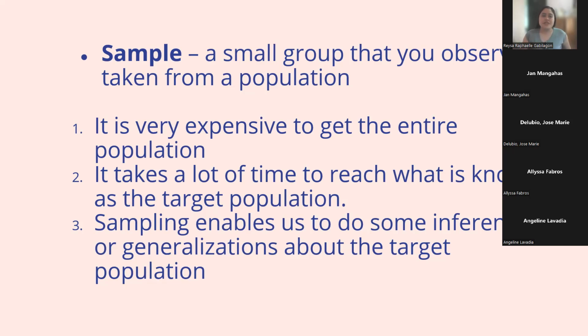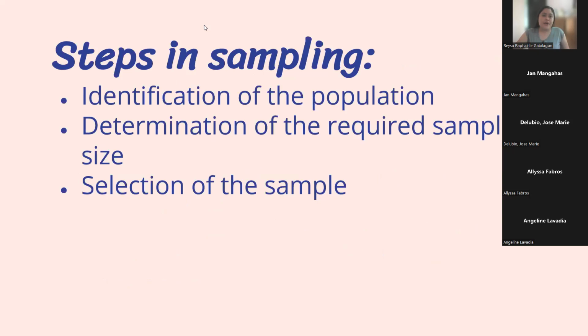So why do we do sampling? Number one, it will be very expensive for us to get the entire population. Remember, you will do a survey for the whole 1 million, if, for example, we are indeed 1 million. And it will be very difficult for us to reach them. It will take a lot of time for us to complete the study. And actually, as I said earlier, with your sample you can still make conclusions, inferences, or generalizations. Because again, they are representative of our population.